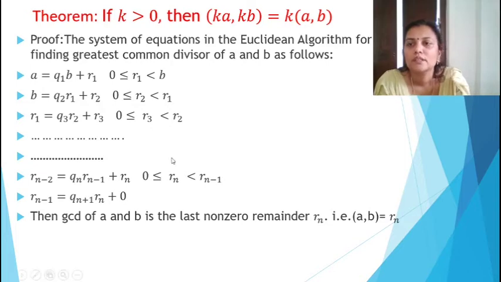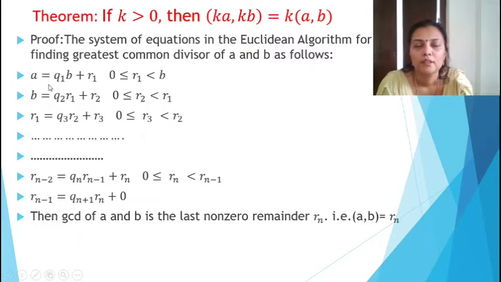Now this is the problem. If k greater than 0, then GCD of ka, kb equal to k into GCD of a, b. To prove this, we are using the Euclidean algorithm, the system of equations in the Euclidean algorithm for finding the greatest common divisor of a and b as follows. We have, when we divide a by b, we could write a is equal to q1 b plus r1.